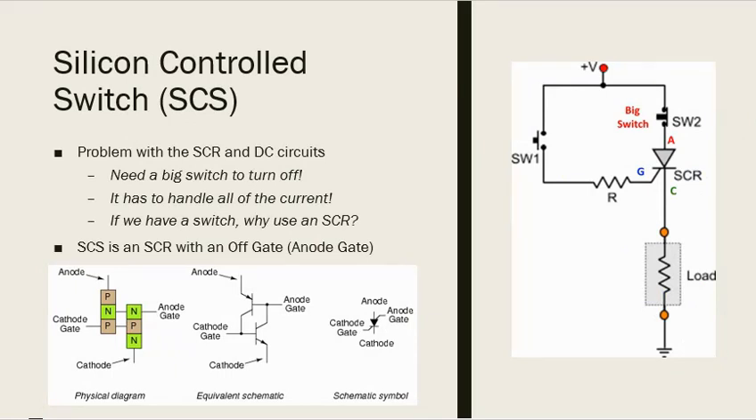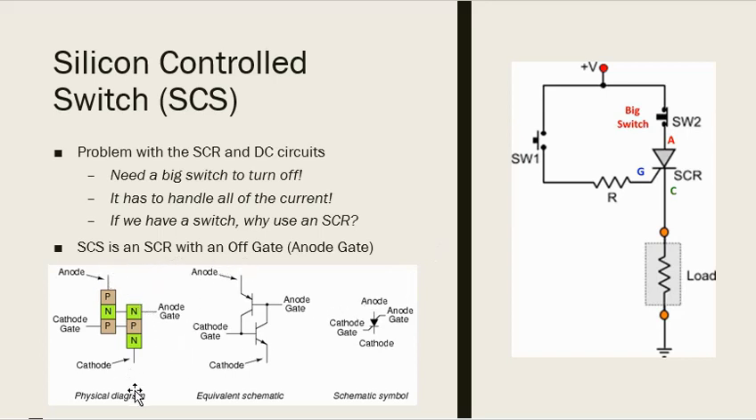The next thyristor we're going to look at is called the silicon controlled switch, SCS. The problem with SCRs in DC circuits is you need a big switch to turn it off. And the whole point is, if you need a big switch here, why even bother using this circuit? Just put a switch in. So an SCS is an SCR with an off gate.